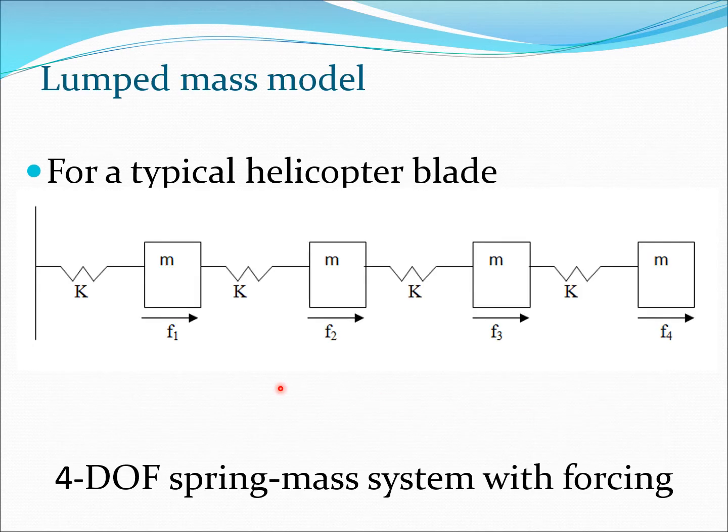So now let us look at a simple example. Let us presume that you have got a helicopter rotor blade and you have managed to express it as a 4 degree of freedom spring mass system. And therefore you have 4 masses, you have 4 springs, and corresponding to each of these 4 masses you have F1, F2, F3, and F4, which are the applied forces or the forcing on this particular structure.